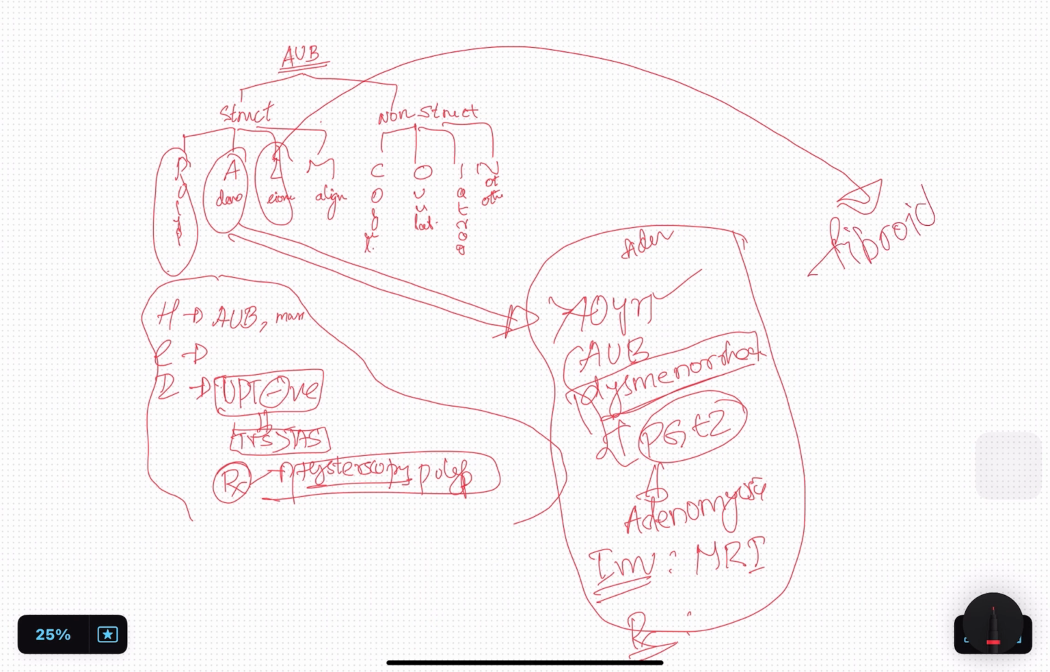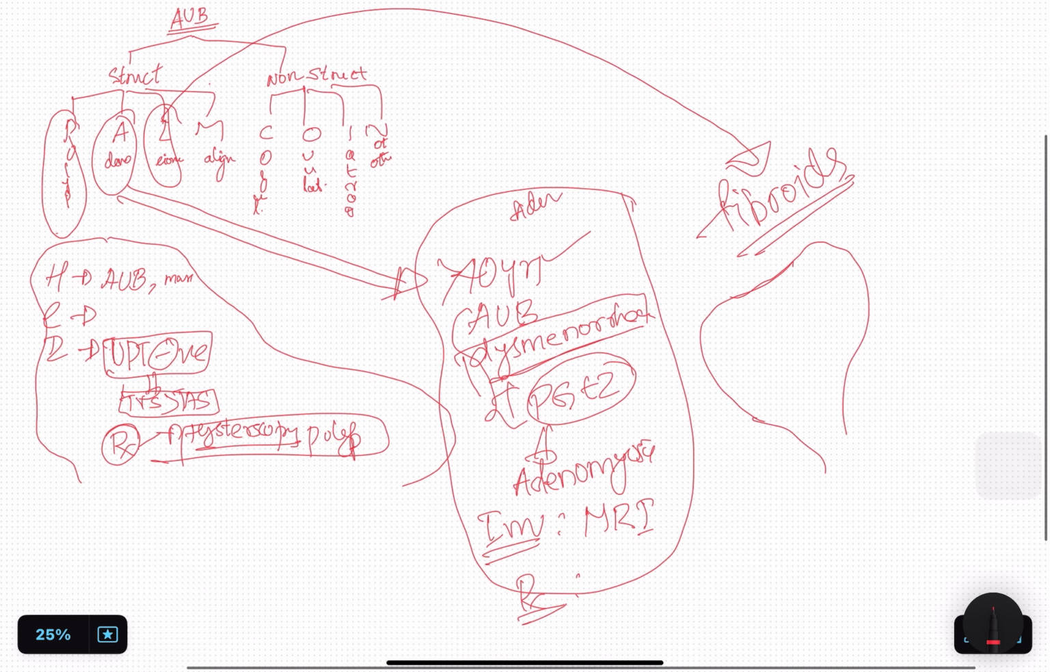Fibroids. Based on where it is in the uterus, you can classify fibroids into different stages. Either it can be uterine or extrauterine. I think we can have a separate class on that; I'm not discussing it as such. Okay, so when do you think is a problem in fibroids? If it's intervening in her day-to-day activities.